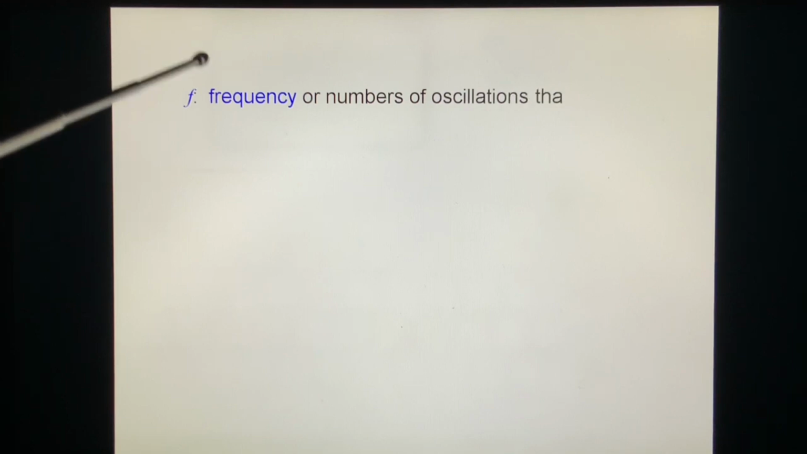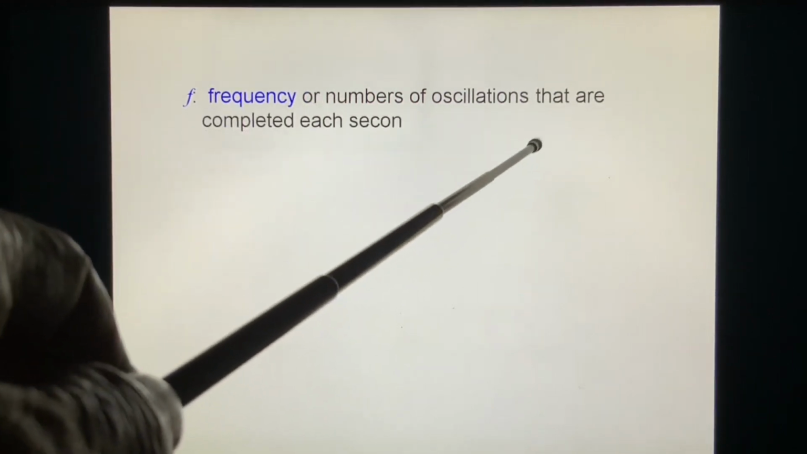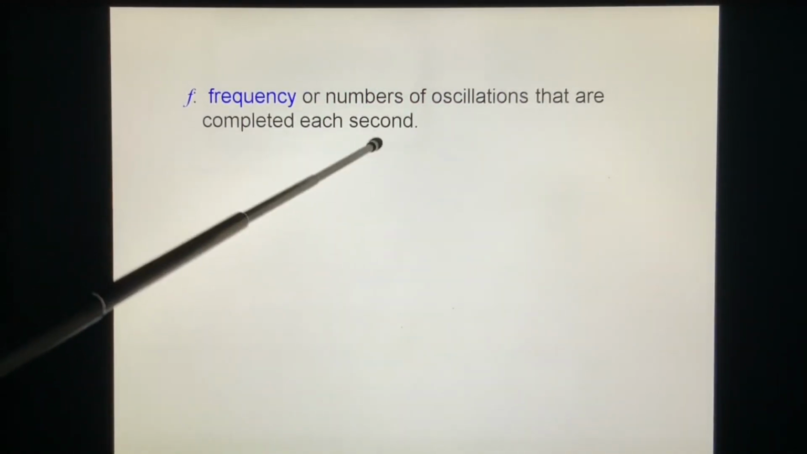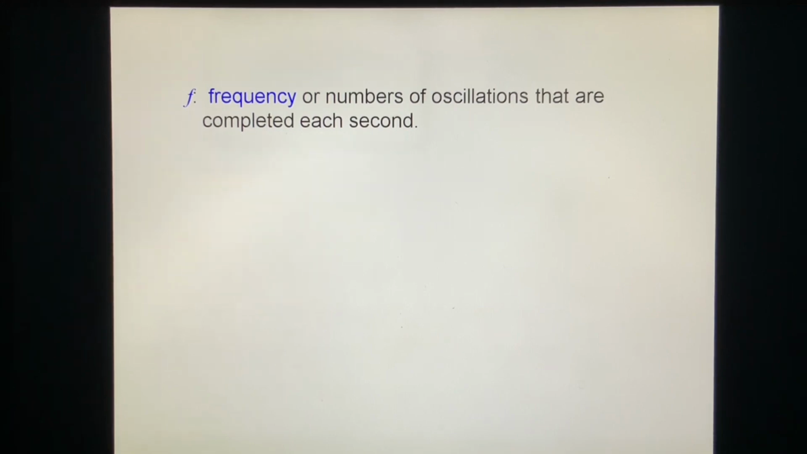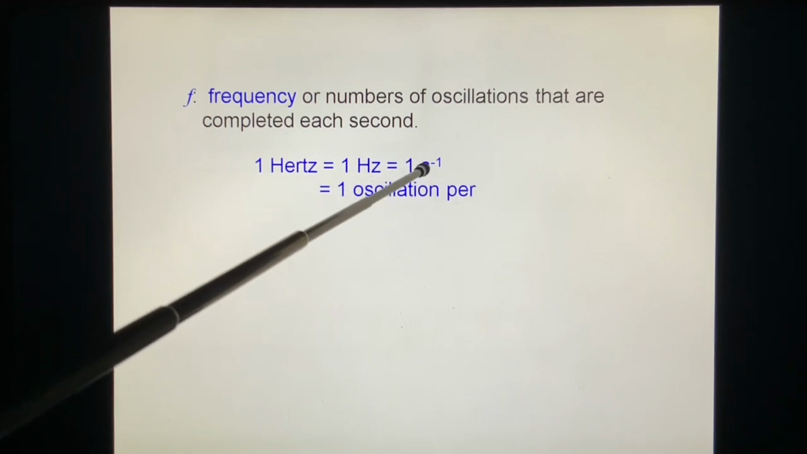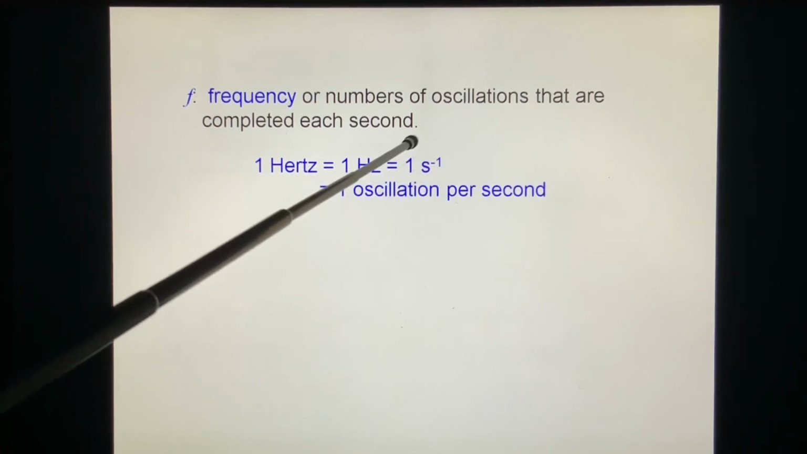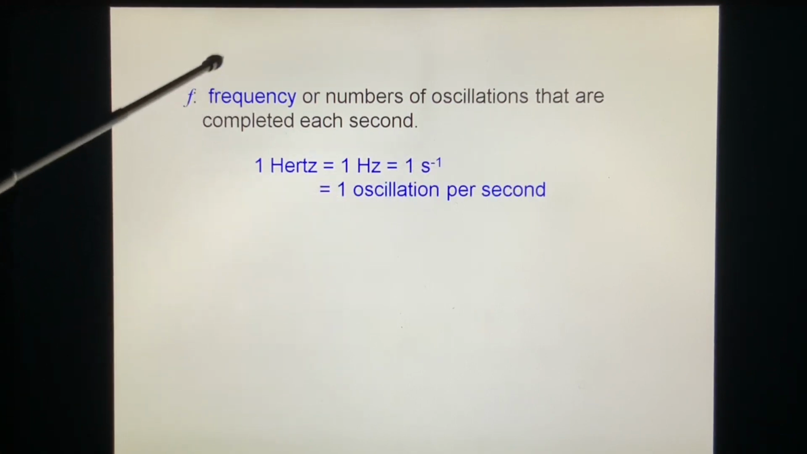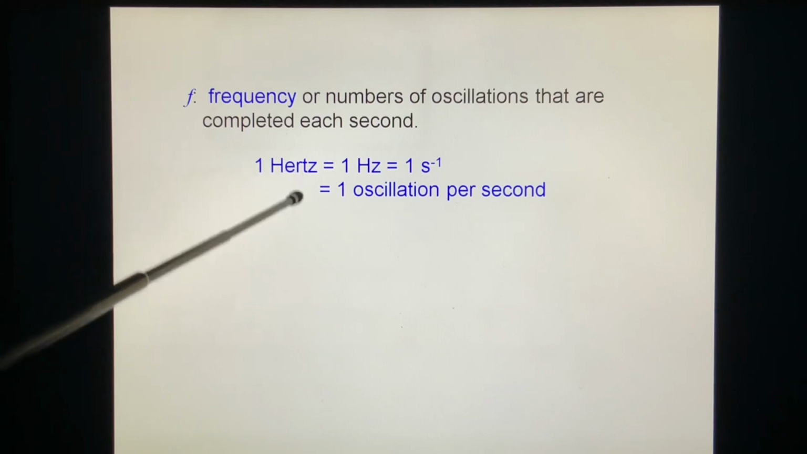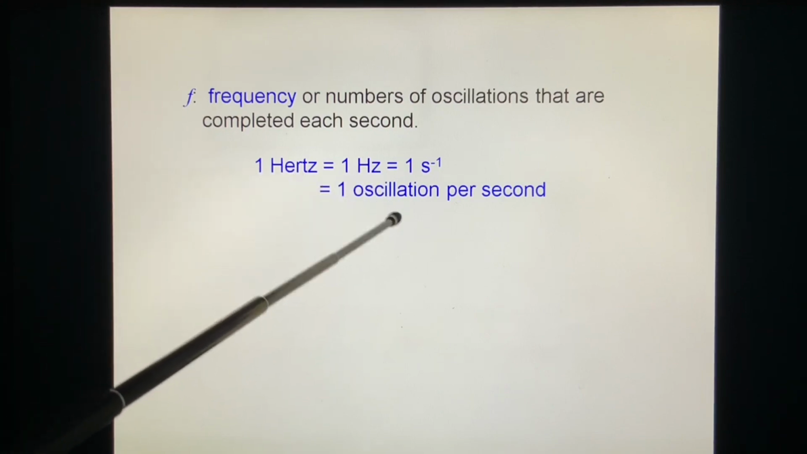Frequency is the number of oscillations that are completed each second. Okay? For example, 10 hertz: in 1 second, you have 10 oscillations. 1 hertz means 1 oscillation per second.